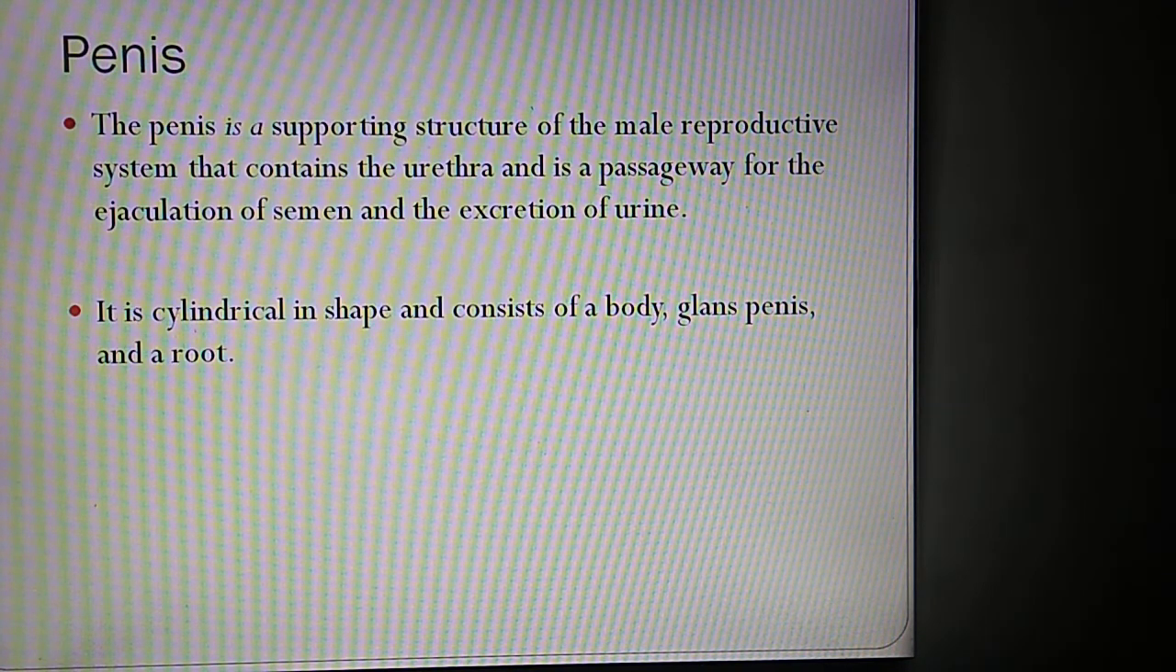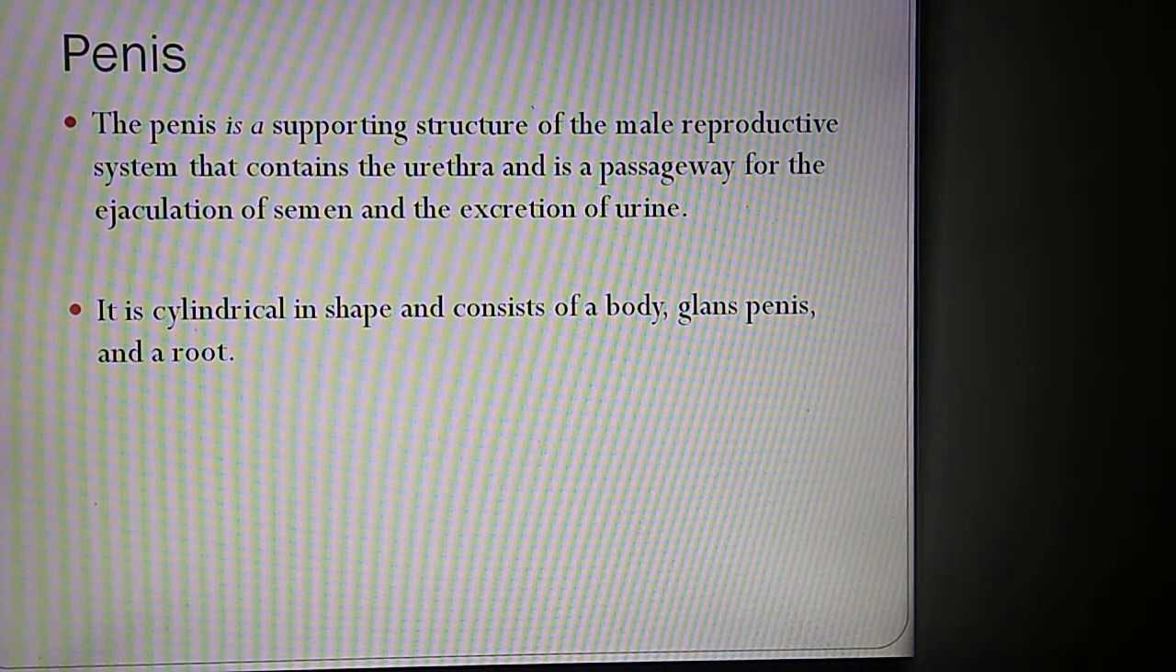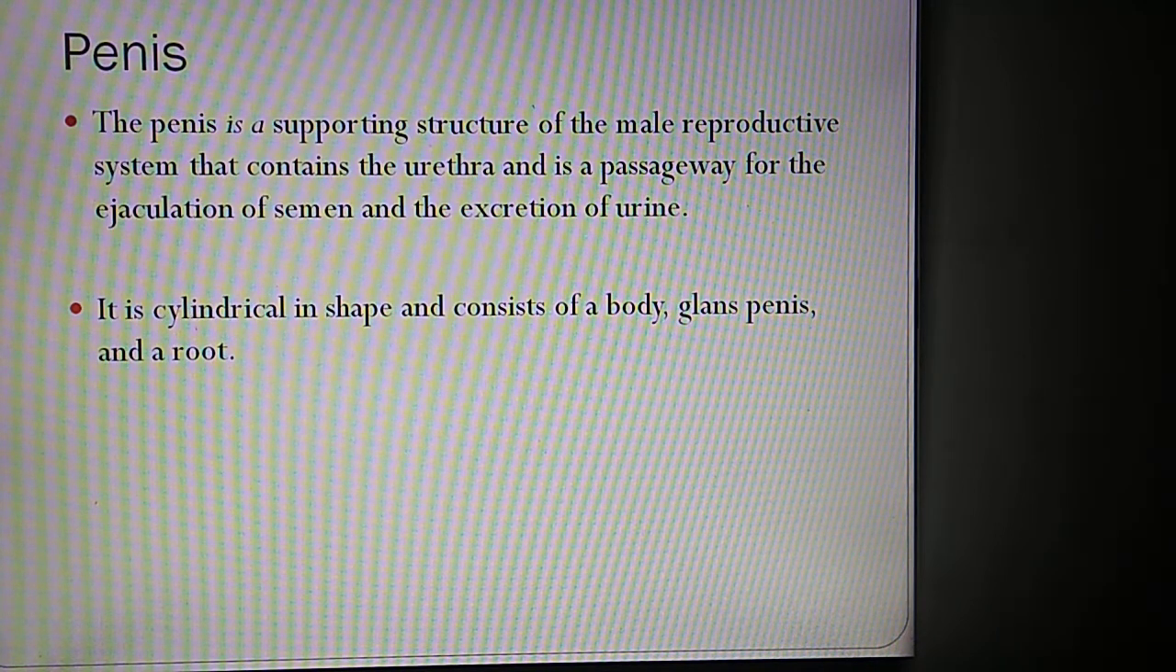Now there are some supporting structures present in the male reproductive system. The penis, which in Ayurveda is called Dhvaja, is a supporting structure of the male reproductive system that contains the urethra and is a passageway for ejaculation of the sperm and excretion of urine. It is cylindrical in shape and consists of a body, glans penis and a root.